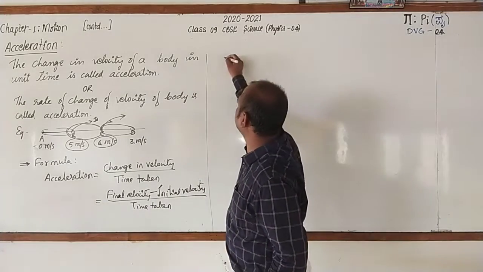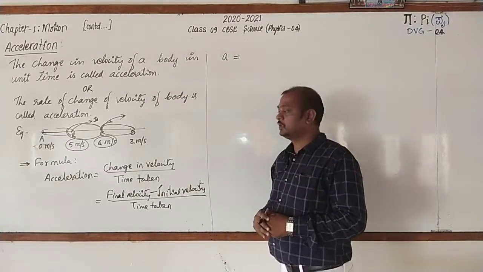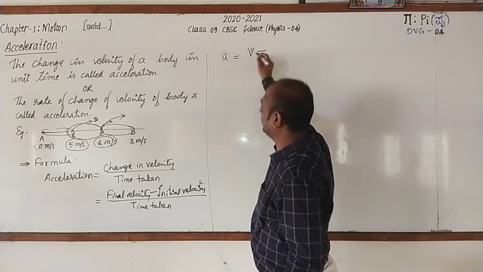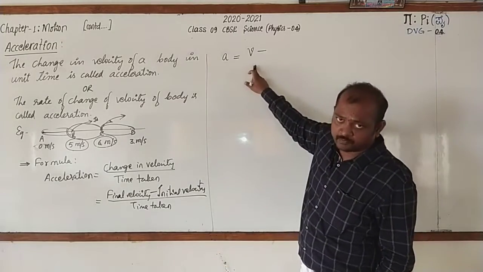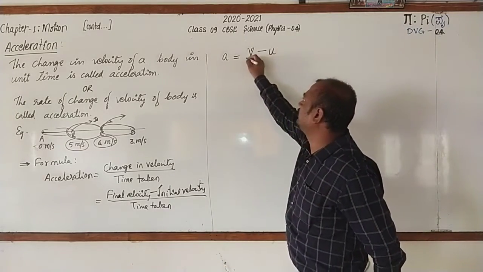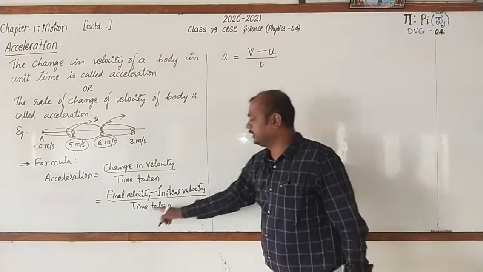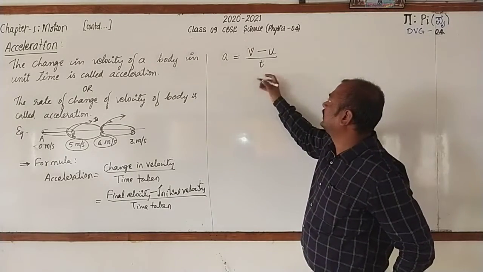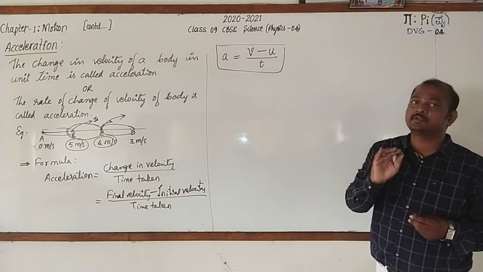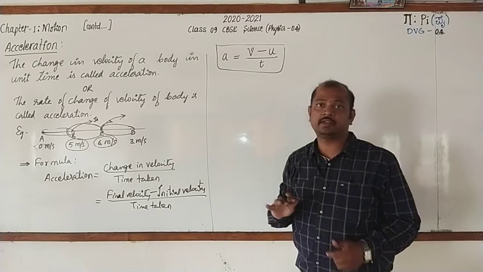And symbolically, it can be written like this. Acceleration is denoted by the symbol A. Then final velocity is denoted by the symbol V. Do remember, V is final velocity. Initial velocity is denoted by the symbol U. V minus U by time taken, T. So A is equal to (V minus U) by T is the formula used to find out acceleration.